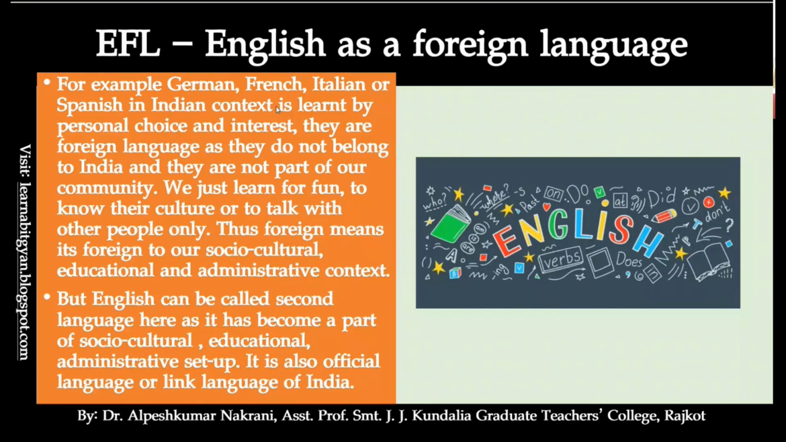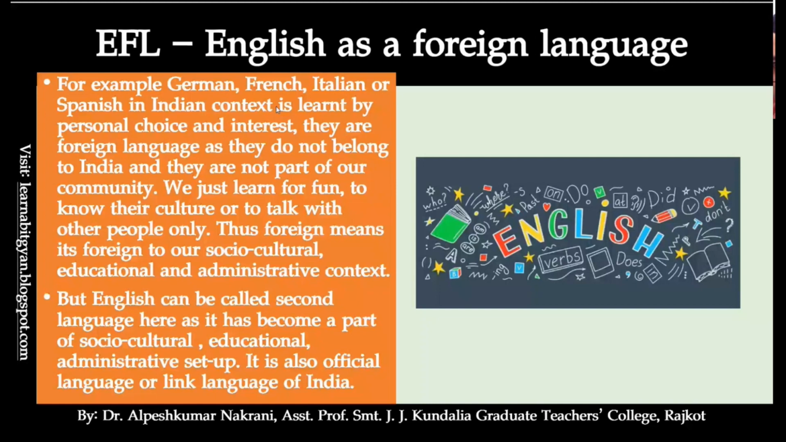Foreign means it's foreign to our social, cultural, educational, and administrative context. We do not use Chinese. Do we use Chinese in India anywhere in a socio-cultural, educational, or administrative context? Do we use it? No, sir. So Chinese is a foreign language for us. But English in India cannot be called a foreign language. Can we call it? Yes or no?